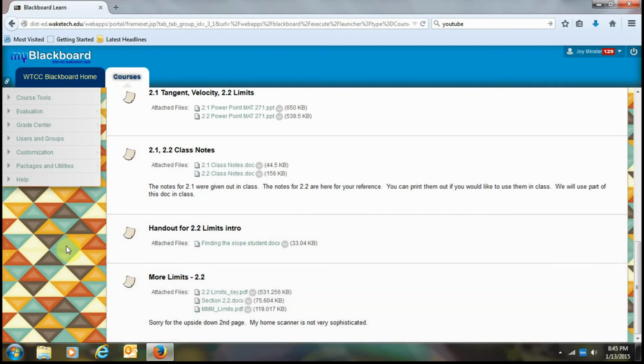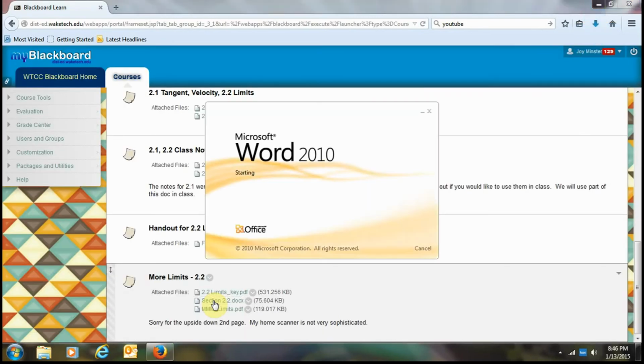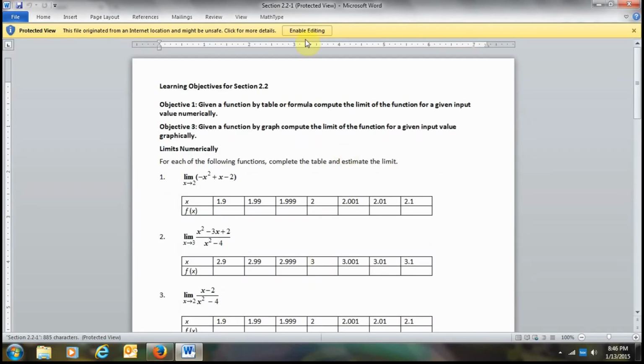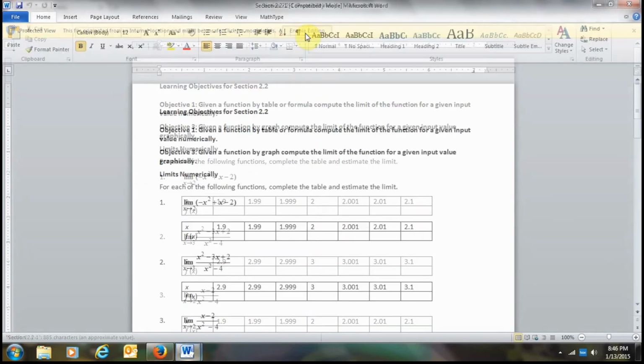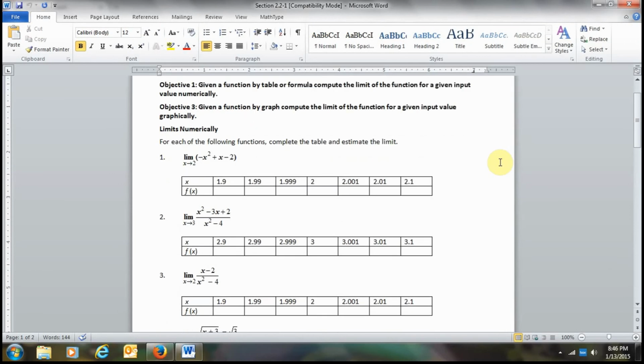This is in Blackboard and it's under Content, and I've posted 3 things under More Limits 2.2. So let's start by opening the section 2.2 doc, and that's the second one that's there. This would be something I would have handed out in class, but it would be best if you just go ahead and print this document. We would have started class with this one.